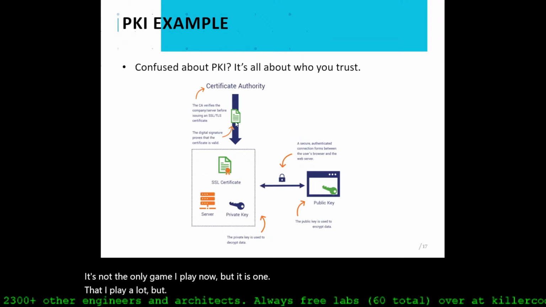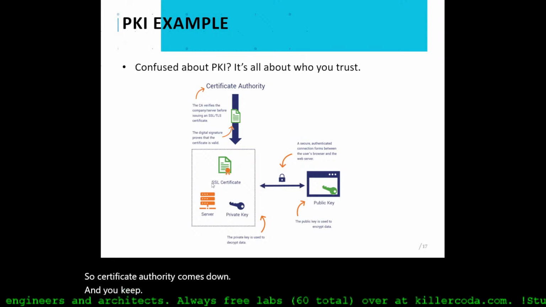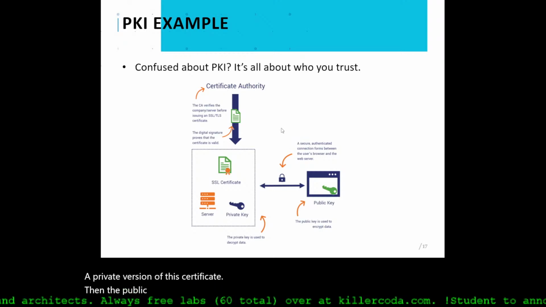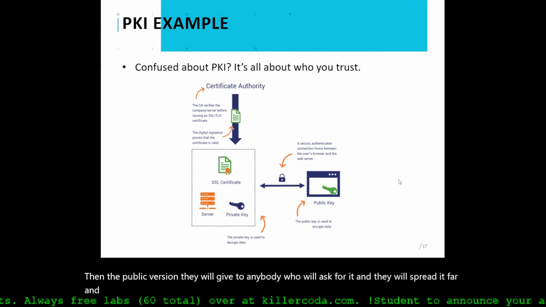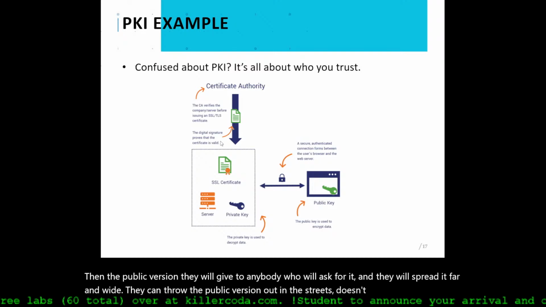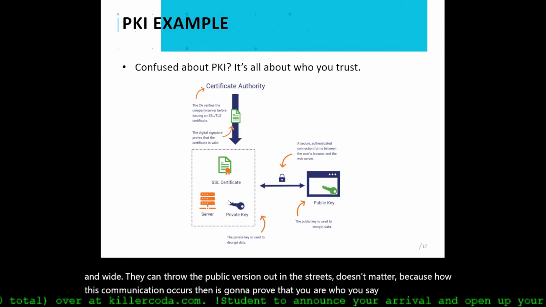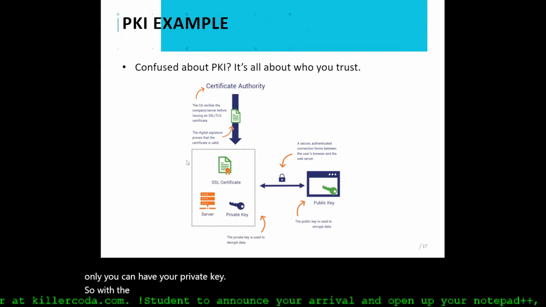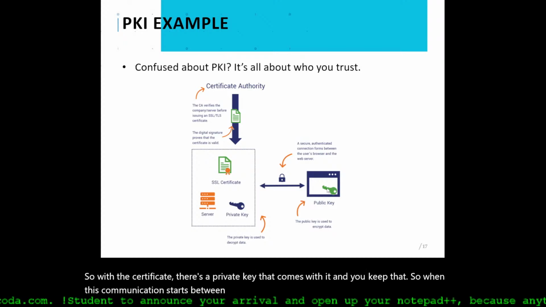So the certificate authority comes down, and you keep a private version of the certificate. Then the public version, they will give to anybody who will ask for it, and they will spread it far and wide. They can throw the public version out in the streets. Doesn't matter. Because how this communication occurs then is going to prove that you are who you say you are. Because only you can have your private key. So with the certificate, there's a private key that comes with it.